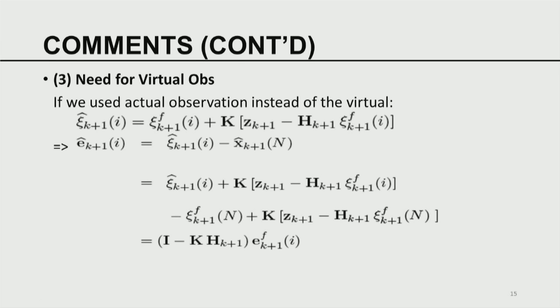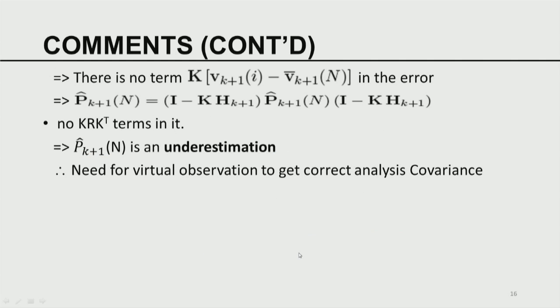And I am also now going to argue why we need virtual observations. I have already alluded to that. If you use the actual observation instead of the virtual observation, you would use only one observation for every ensemble member. When you compute the analysis error, it becomes this. And the analysis covariance matrix computed using this is given by this expression. We have already discussed all these things in detail in our book, but I would like to tell you that the analysis covariance term is given by this, and it does not have the K R K^T term in it, and this lack of the K R K^T term leads to underestimation.